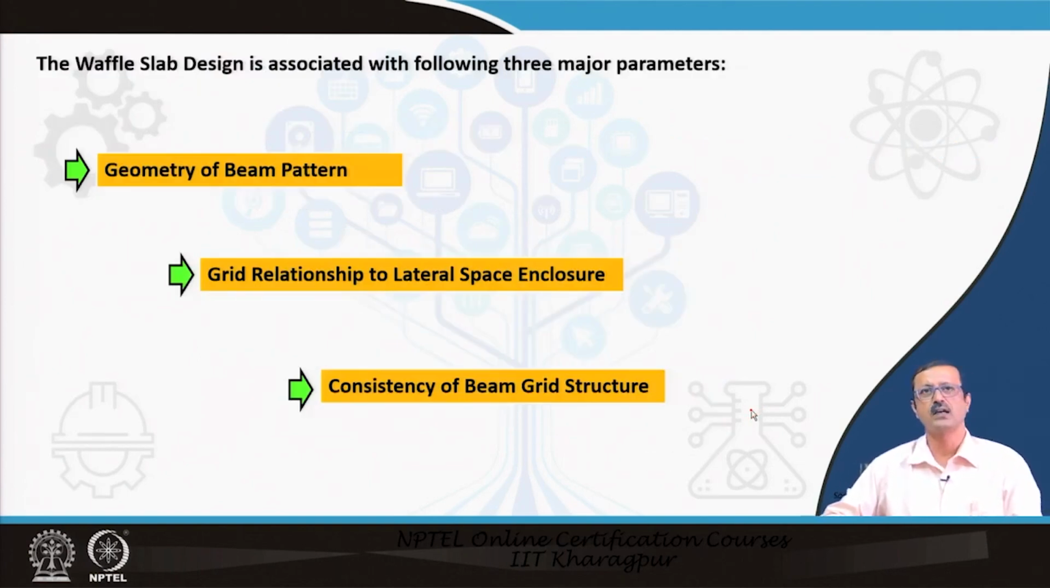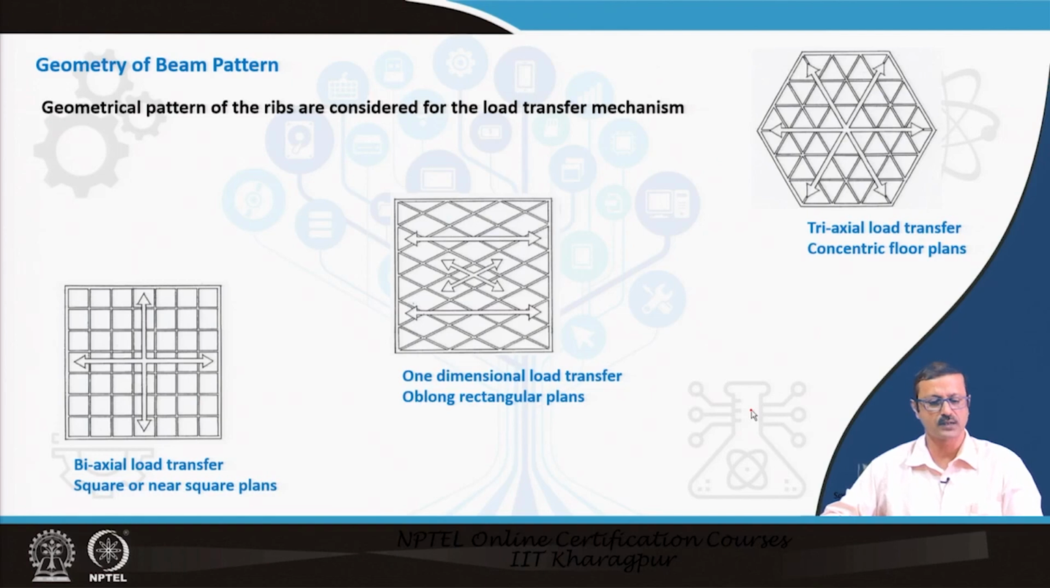But this waffle slab has some association with other parameters. There are three major parameters, which are important while we design whether it will be a square grid, rectangular grid or oblique grid, and what the depth should be. The three parameters are the geometry of the beam pattern, the grid relationship to the lateral space enclosure, and the consistency of the beam grid structure. I will discuss them one after another.